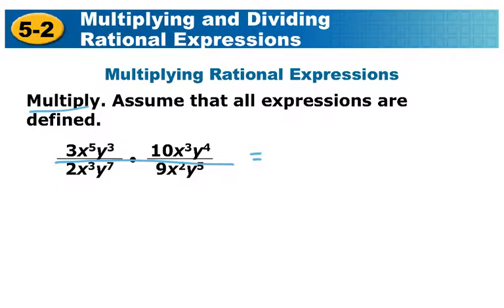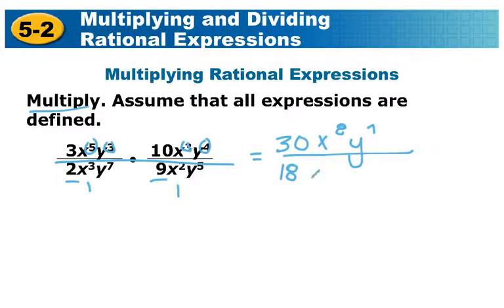So 3 times 10 will leave you with a 30 on top. X to the 5th and x to the 3rd leaves you with x to the 8th on top. Y to the 3rd and y to the 4th makes y to the 7th. And then in the denominator, you've got a 2 and a 9, which will multiply to be 18. X to the 3rd and x squared, which makes x to the 5th. And then a y to the 7th and a y to the 5th, which is going to make y to the 12th.